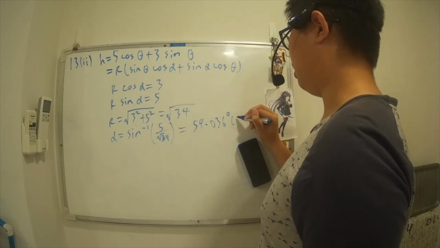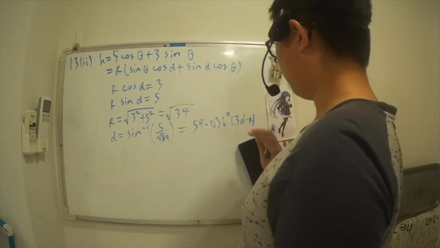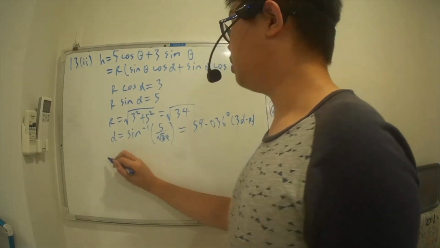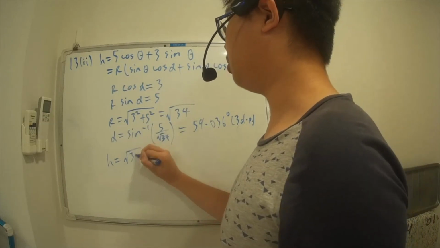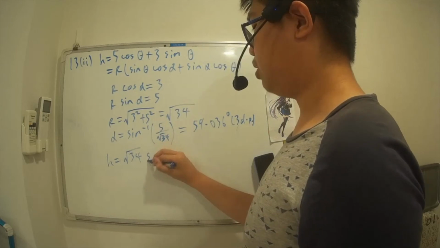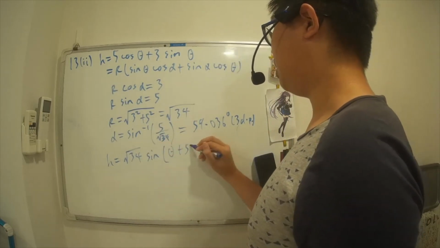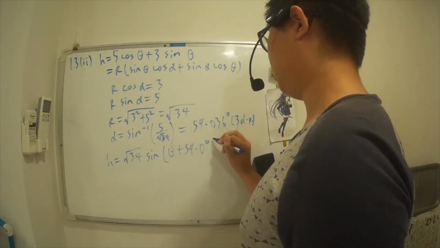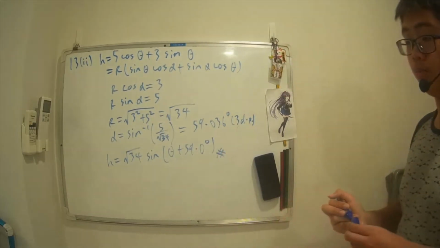To 3 decimal places. So yeah, therefore we have h is equal to the square root of 34 times sine of theta plus 59.0 degrees. Okay, so yeah, this is a pretty simple part.